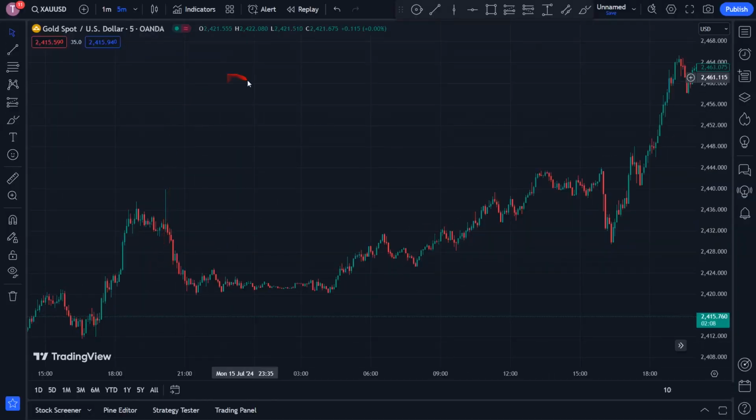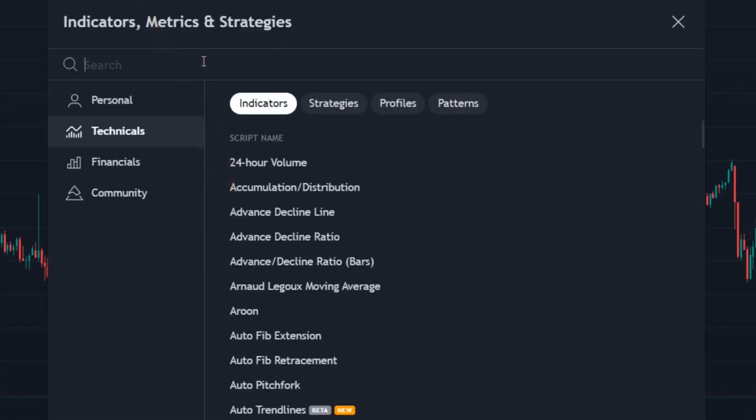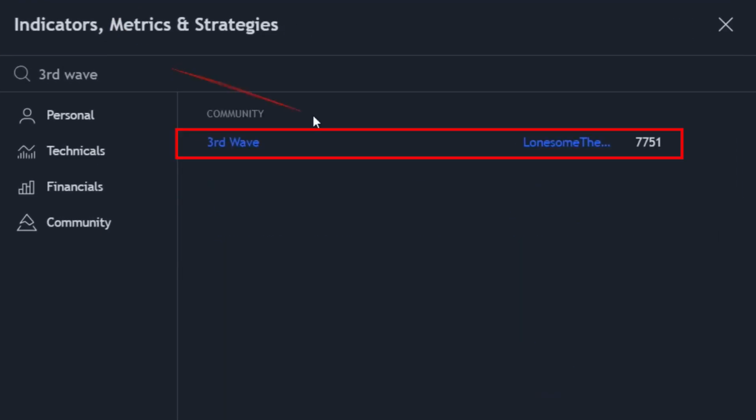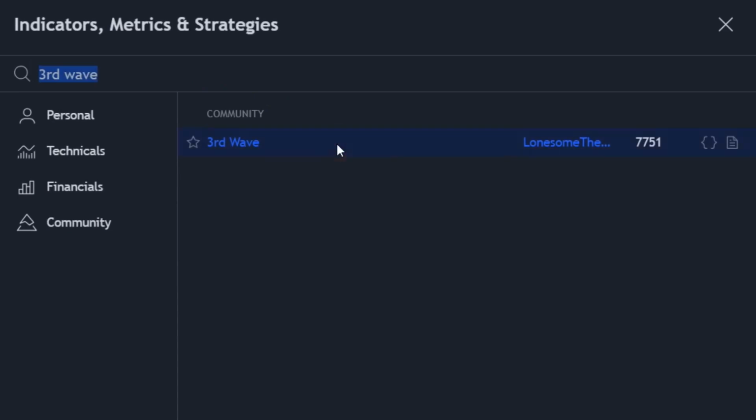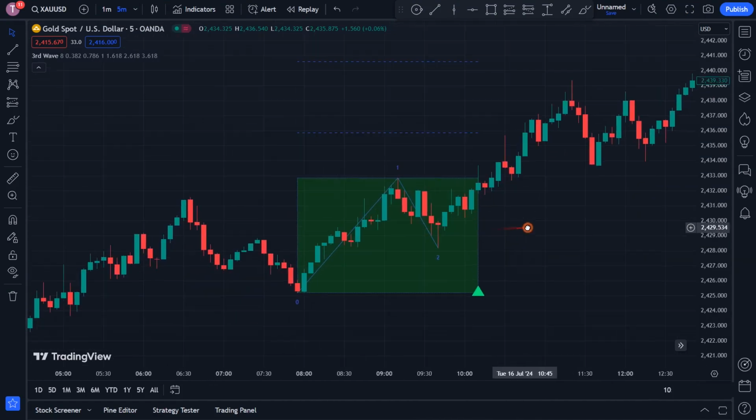Next, we need to add the first indicator to the chart. To do this, go to the indicator tab and search for 3RD wave. Once you find it, click on it to add it to the chart. Now I'll teach you how to use this indicator.